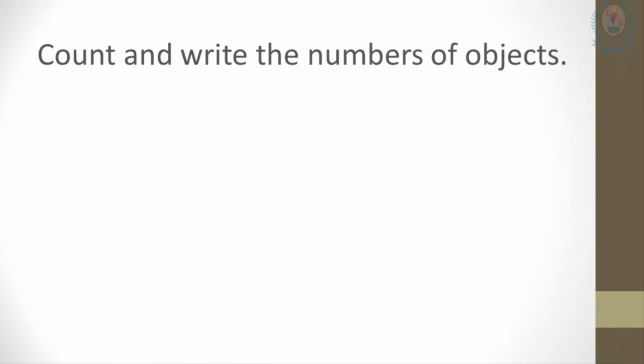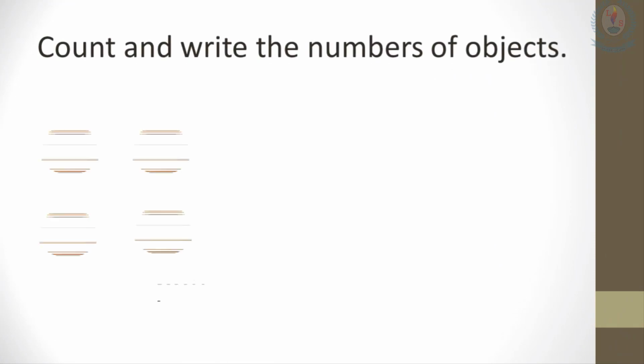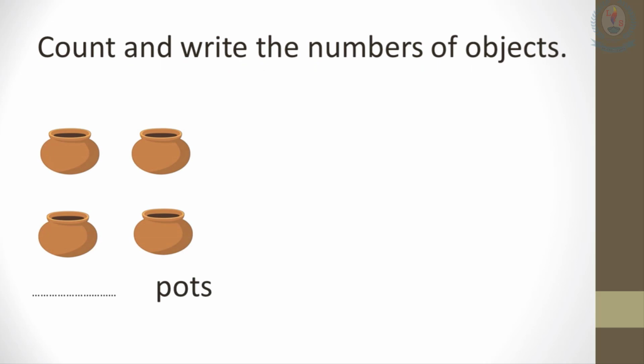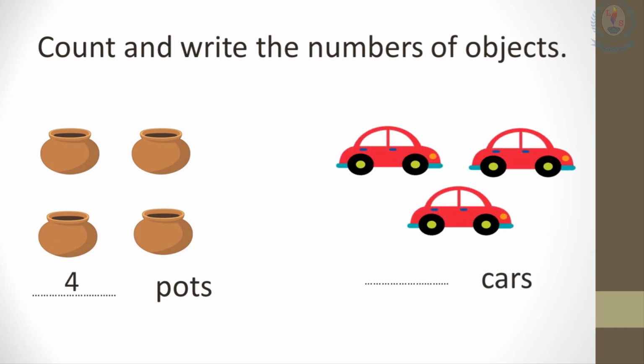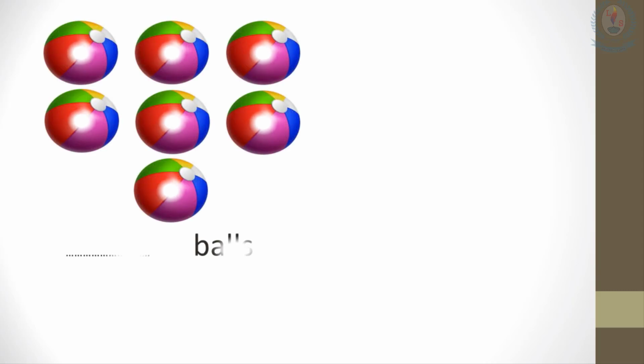Now we have to count these objects and write the number. First we have pots. Shall we count how many pots? 1, 2, 3, 4. There are 4 pots. Next, we are going to count cars. 1, 2, 3. There are 3 cars. Shall we count some more objects? Here we have balls. 1, 2, 3, 4, 5, 6, 7. There are 7 balls.